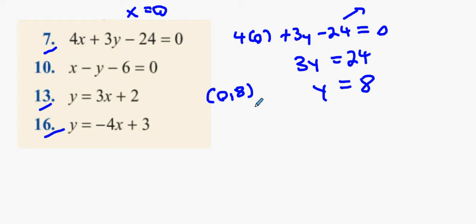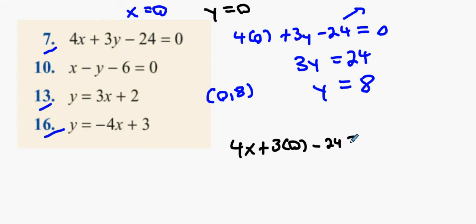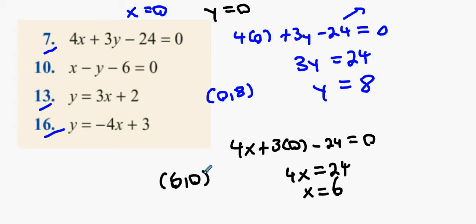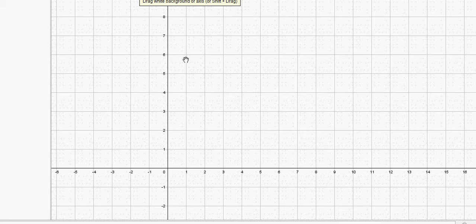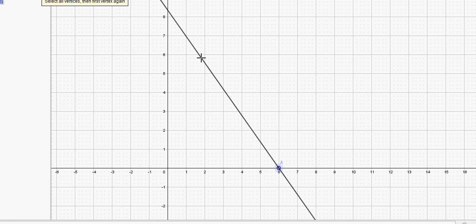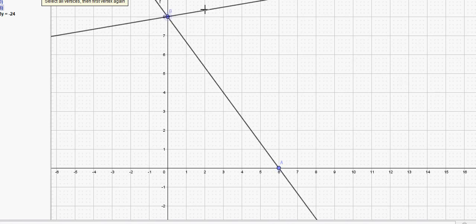Next thing, I'm going to try y equals 0. And when I try y equals 0, it's going to be 4x plus 3 times 0 minus 24 equals 0. It all goes in evenly, which means there's no real problem here. Are you looking? X equals 6, so that's the point 6, 0. I then go to my graph. I draw the points 6, 0 and 0, 8. So I'm going to draw 6, 0, which is here, and then go up to 0, 8. And that's that there.